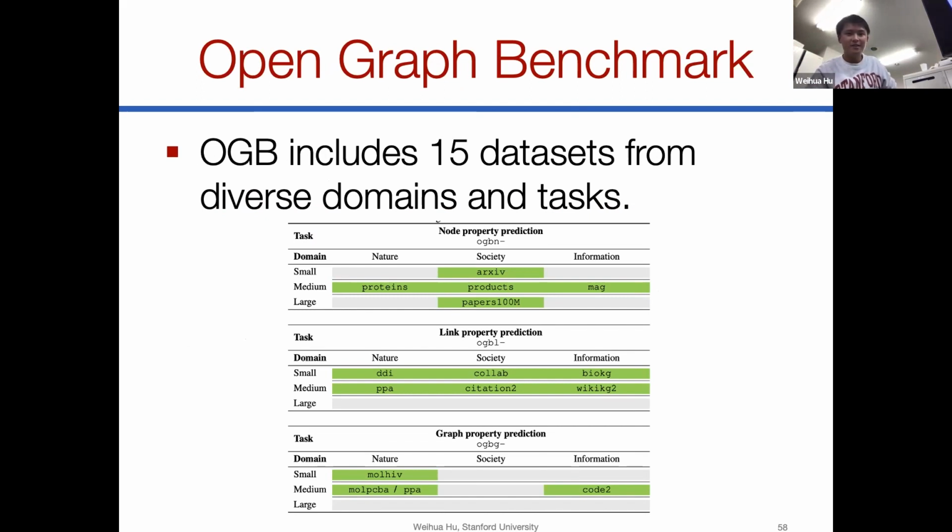But I believe there's a lot of effort from the hardware community to overcome the issue, to basically make this sparse matrix multiplication faster. Does this answer your question?